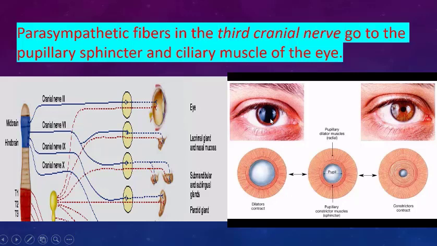The dark area is called the iris, and in the iris we have a hole. This hole is called the pupil. The parasympathetic nervous system is responsible for the constriction of the pupil. Here you can see this is a contracted pupil, and here you can see this is a dilated pupil. The muscles of the eye are supplied by the parasympathetic nerve fibers.